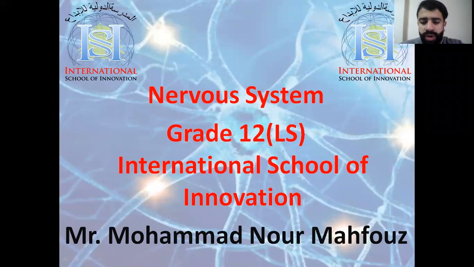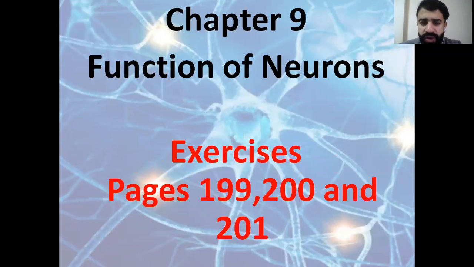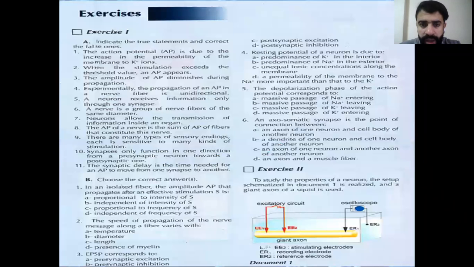In this session, we're going to continue with our chapter 9, about the function of neurons, and move to the exercises of the chapter on pages 199, 200, and 201. First, we're going to start with exercise 2. Exercise 2 is going to study the properties of a neuron.